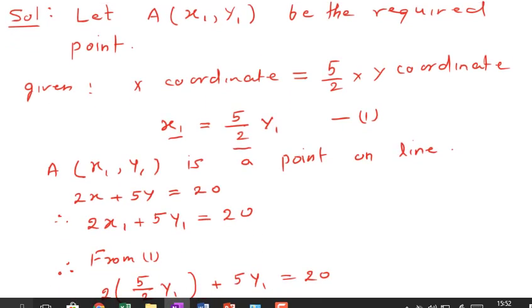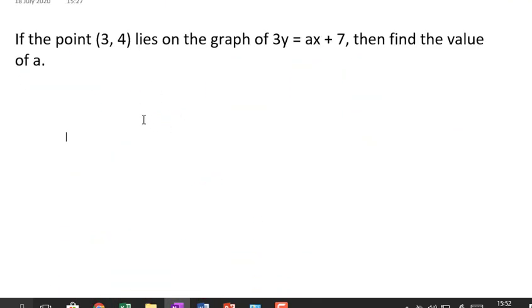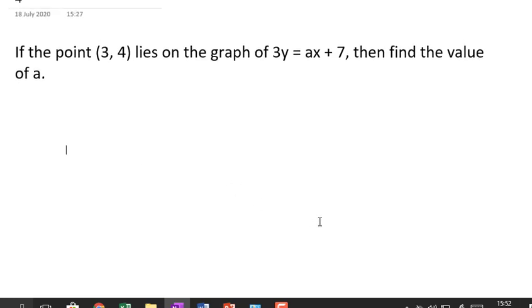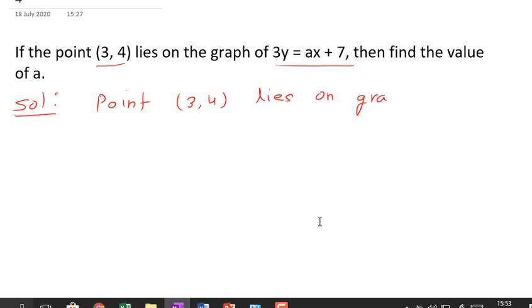Okay. Now the fourth question: if the point (3, 4) lies on the graph 3y equal to ax plus 7, then find the value of a. Now it is given that this point is on this graph. So in the solution, what is given? The point (3, 4) lies on the graph 3y equal to ax plus 7.